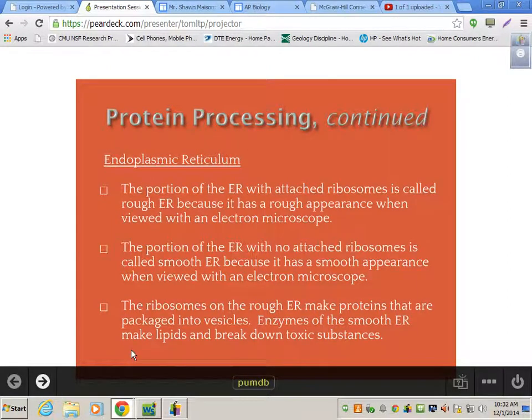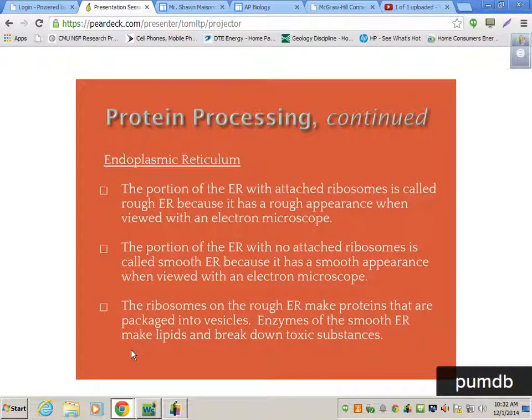So the portion of the ER with attached ribosomes is what is called rough endoplasmic reticulum because it has a rough appearance when viewed with an electron microscope. It's not that you can touch it. Remember, it's part of a cell. You can't touch anything that small. So the portion of ER with no attached ribosomes is called smooth ER because it has a smooth appearance when viewed with an electron microscope.